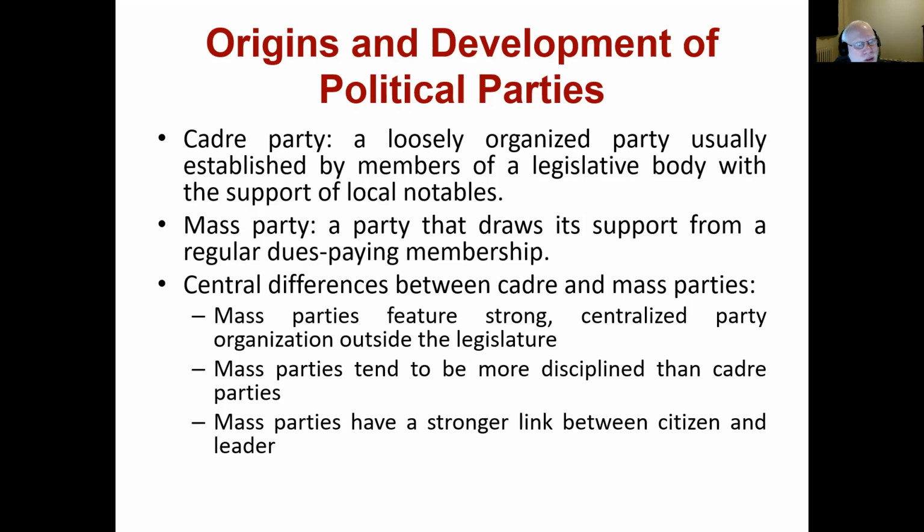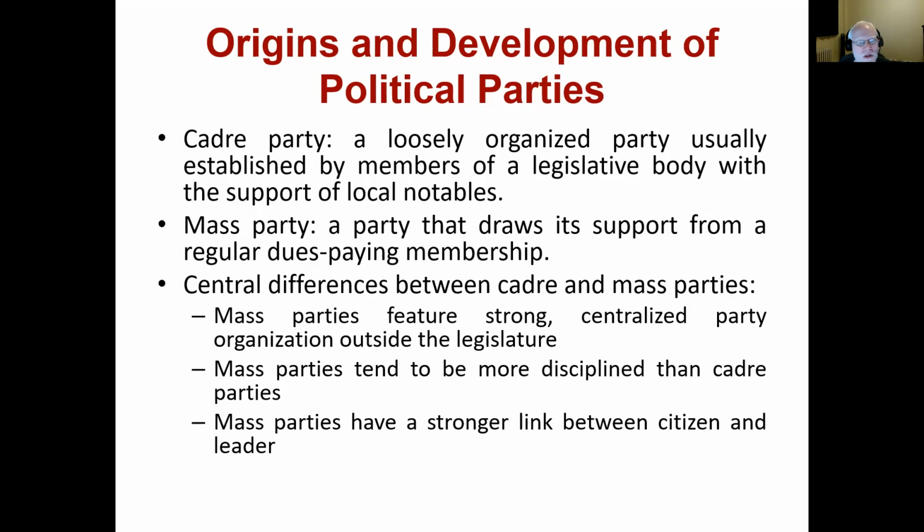So that's a party that draws its support from a regular dues-paying membership. So these are formal political parties where many people can join and much broader membership. So for example, in Canada, you can join any of the political parties. You could join the Liberal Party of Canada, the Conservative Party of Canada, the New Democratic Party, the Bloc Québécois, the Green Party. You could join and become a member. There's usually fees which go towards helping to run the party, so the administration of the party, but also running in elections.